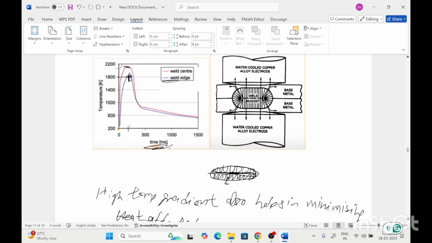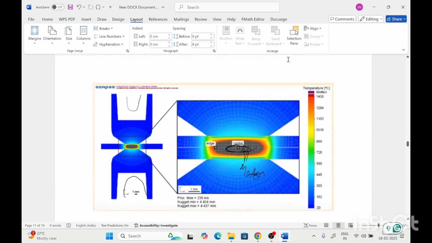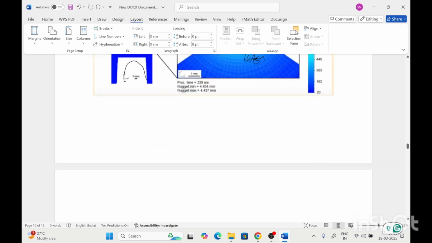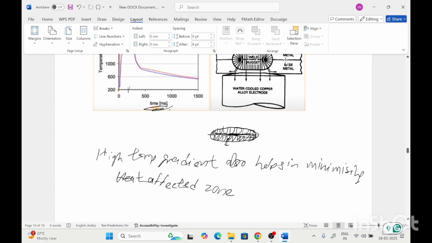In the previous slide picture also we can see that the heat affected zone in the spot welding is very less. So one advantage of the steep thermal gradient is that the heat affected zone is very less, but it only affects the welding joint microstructure. That can be further modified by providing some heat treatment to the welding joint.